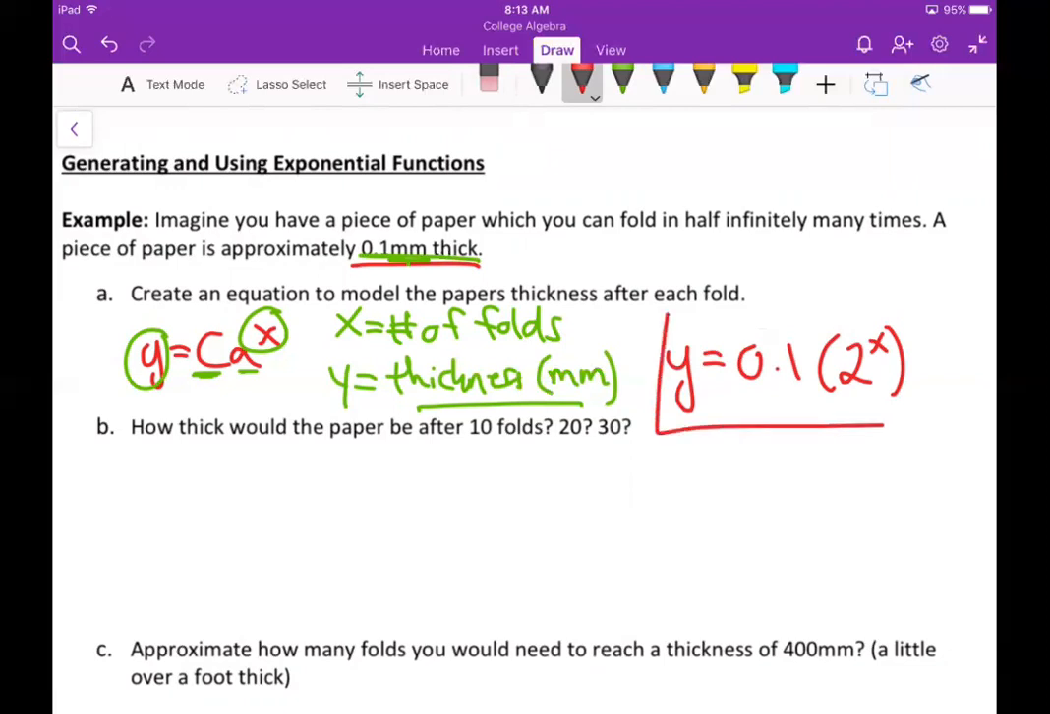And once we have that, now we don't have to do each data point, each fold at a time, saying, okay, after one fold, I have 2 layers. After 2 folds, I have 4 layers, and keep going with that to figure out how much thickness we would have after 10, 20, or 30 folds. We can now just plug those numbers in for x here and figure out what that thickness would be if we could fold the paper 10 times, 20 times, or 30 times. And it's going to be crazy how we see this exponential growth happen here, okay?